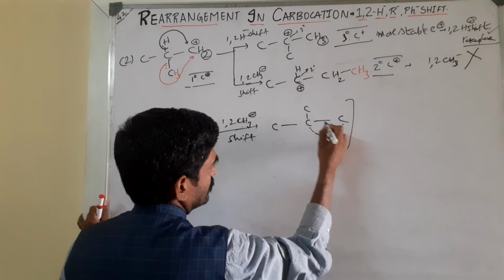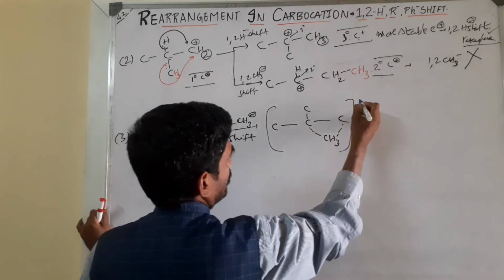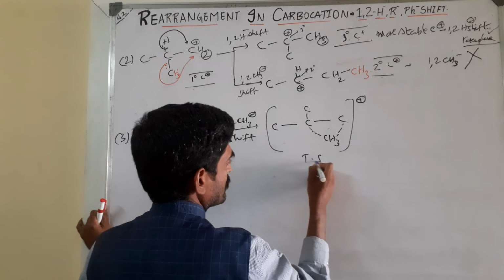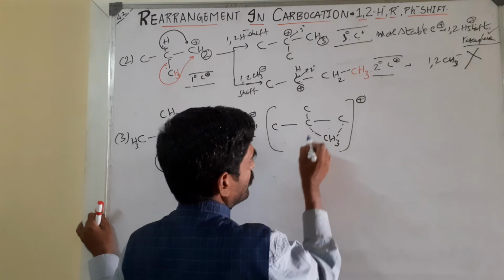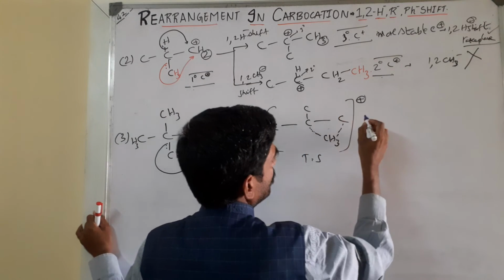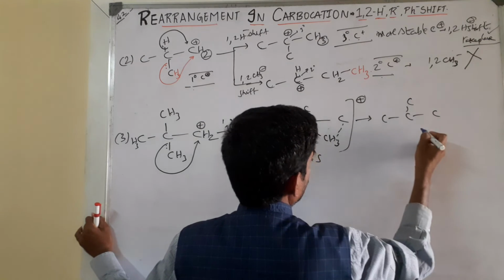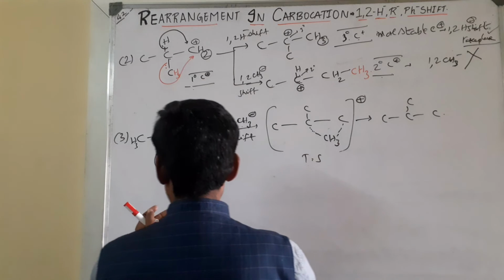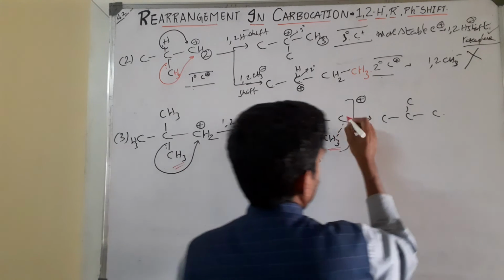Then we get a transitional state. After some time, what happened? This bond is completely broken and this bond is completely made, so this gets a permanent bond. Then you will get this structure. Your methyl group is there, and this methyl group has shifted from here to here.